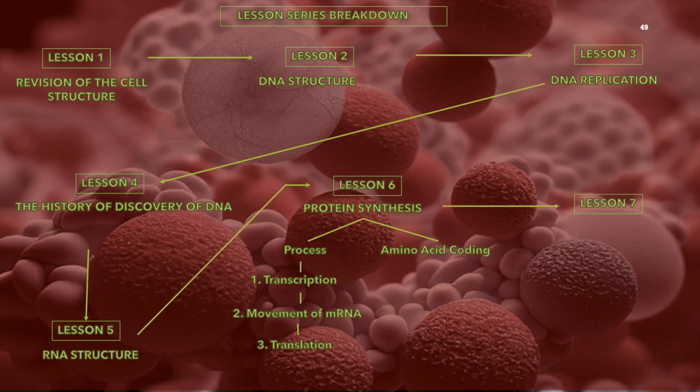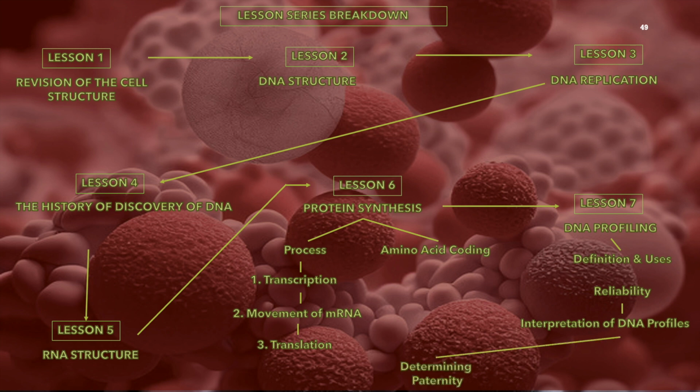Lesson 7 is the last lesson of the series. We will be looking at DNA profiling. We will be describing, or rather defining, DNA profiling and looking at its uses. We will be looking at things that compromise the reliability of DNA profiling, and we'll be doing some investigative work when we interpret the different DNA profiles in order to determine paternity, and we will be looking at different DNA profiles in order to determine a possible criminal in a forensic or criminal case.